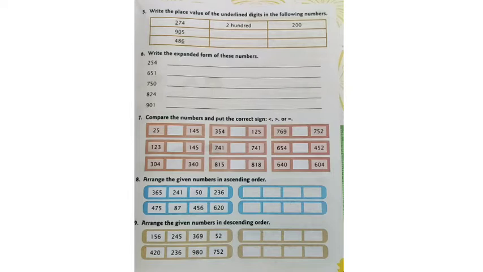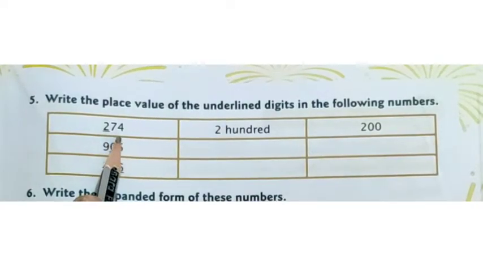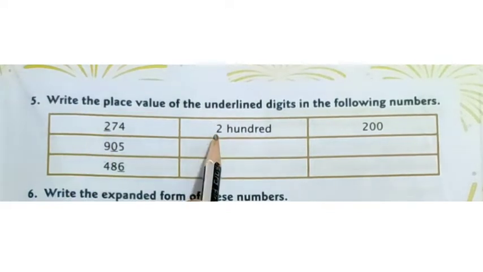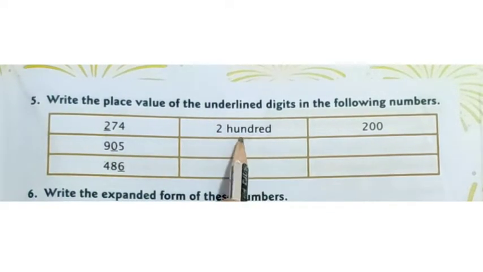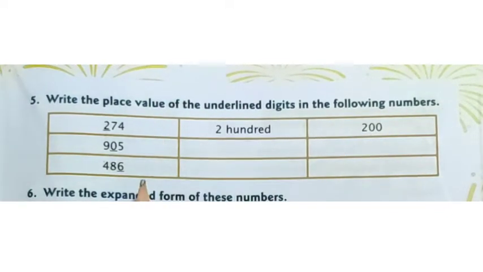Children, open page number 73 and write today's date, children. Here we have the heading. Write the place value of the underlined digits in the following numbers. Here the first number is 274. Here 2 is underlined. 2 is in hundreds place, so it is written as 200, and write the number for 200. 200 is 200.